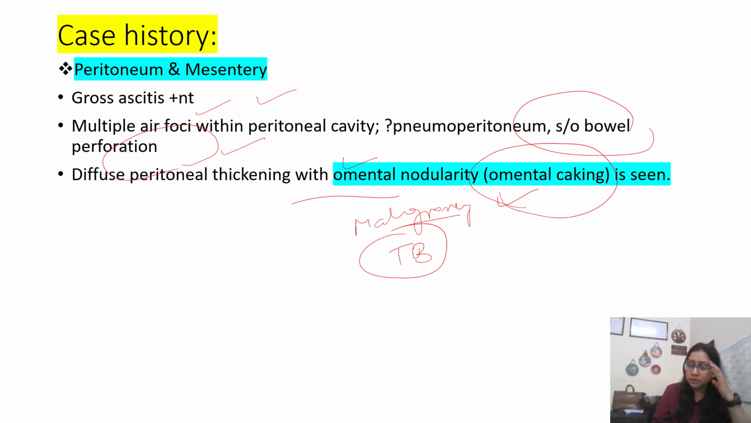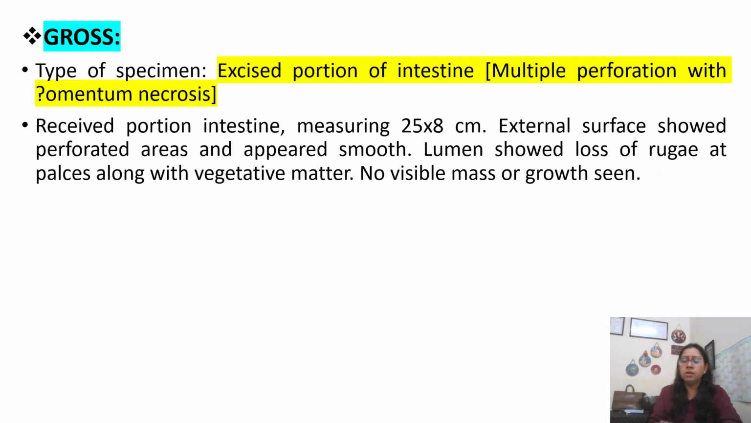Clinically, seeing the severe condition and the radiological findings, it could be malignant also. So we still don't know what is the cause of these kinds of CECT findings, the omental caking. What we got on gross was an excised portion of intestine with multiple perforations. So query omental necrosis was the presumptive diagnosis that the surgeon had given to us.